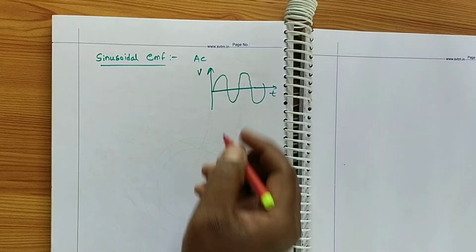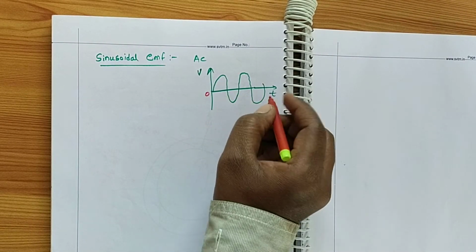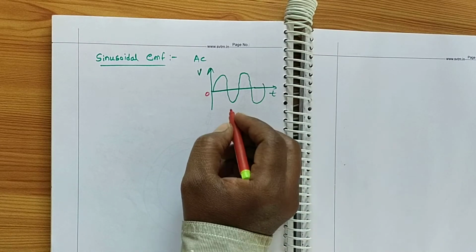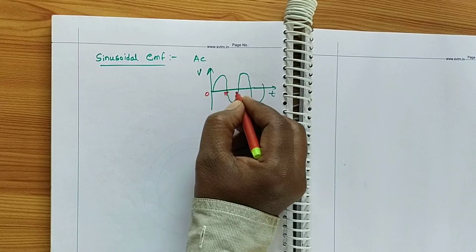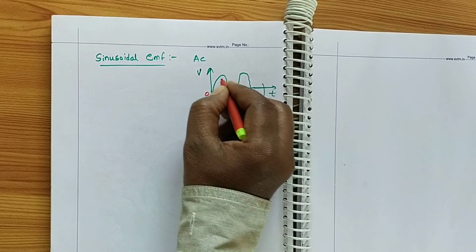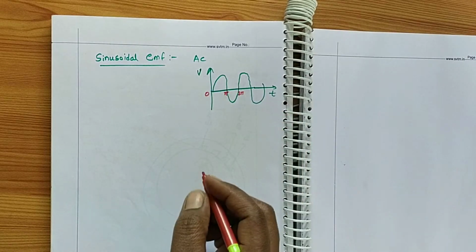What is meant by positive cycle? It is the time period T we are considering. After that it is another time period. At this point the angle is pi and 2 pi. These are alternating cycles.